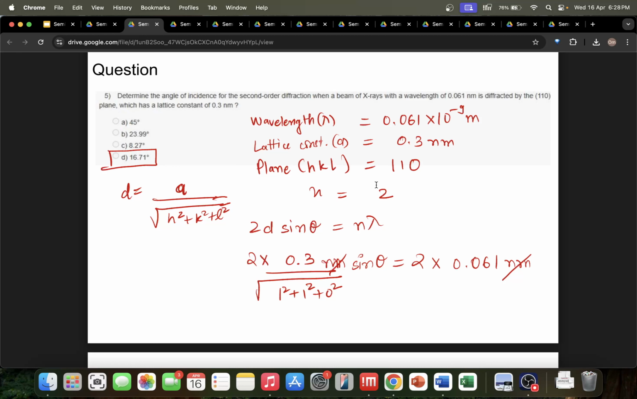Then we determined angles of incidence for second order diffraction of X-rays of a given wavelength. So we use very simple formulas for this. We use this optics formula 2d sin theta equals n lambda to determine the required angle of diffraction.